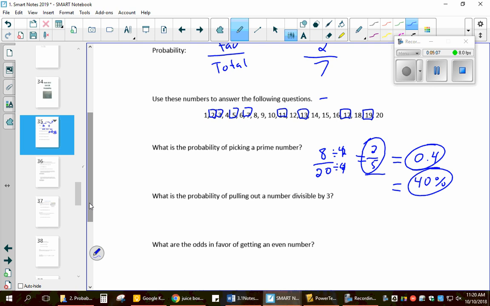What's the probability of pulling a number divisible by 3? Okay. So again, I just write down what they are. 3 is divisible by 3. So 6, 9, 12, 15, 18. All right. So how many do we have there? 6 again. Seems a bad example. So 6 over 20. I can divide those both by 2. So this ends up being 3 over 10.